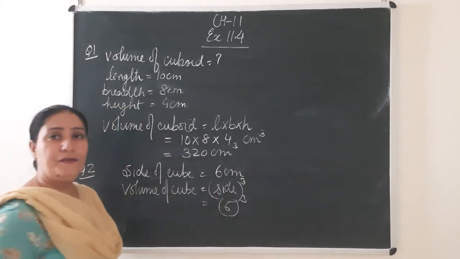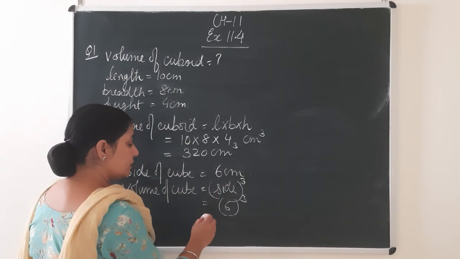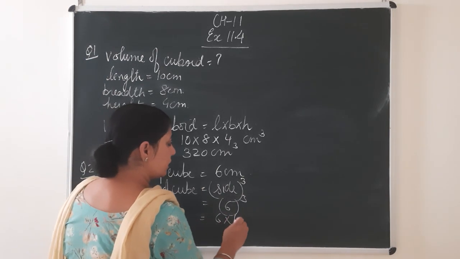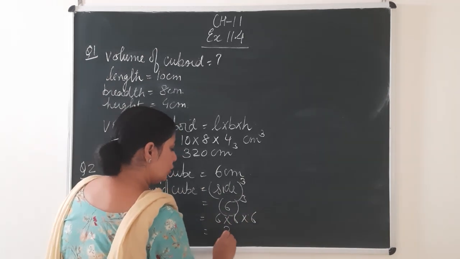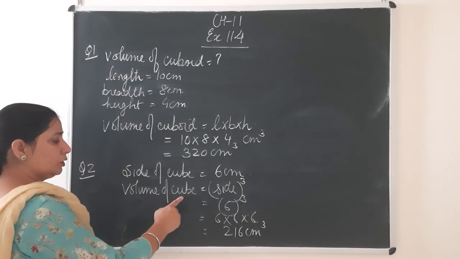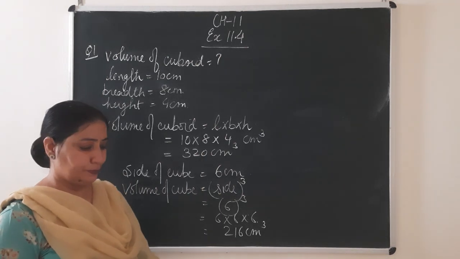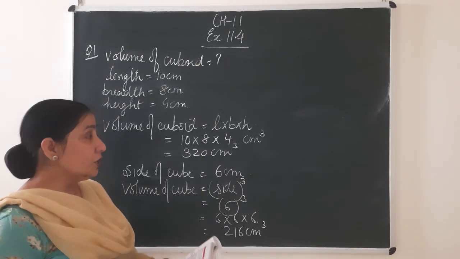Now you have done cubes. When you multiply 6 into 6 into 6, that is equal to 216 centimeter cube. So the volume of the cube is equal to 216 centimeter cube. Next beta, question number 3.